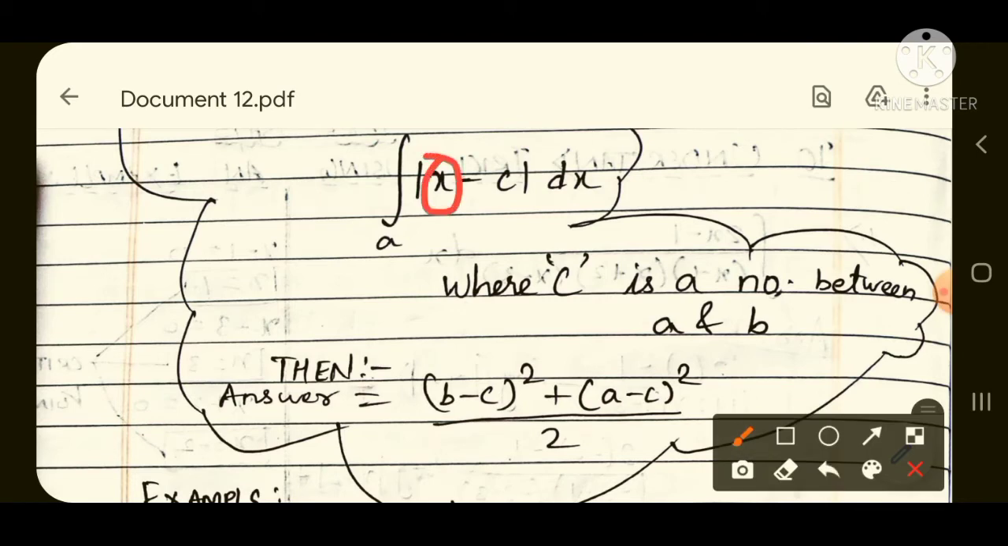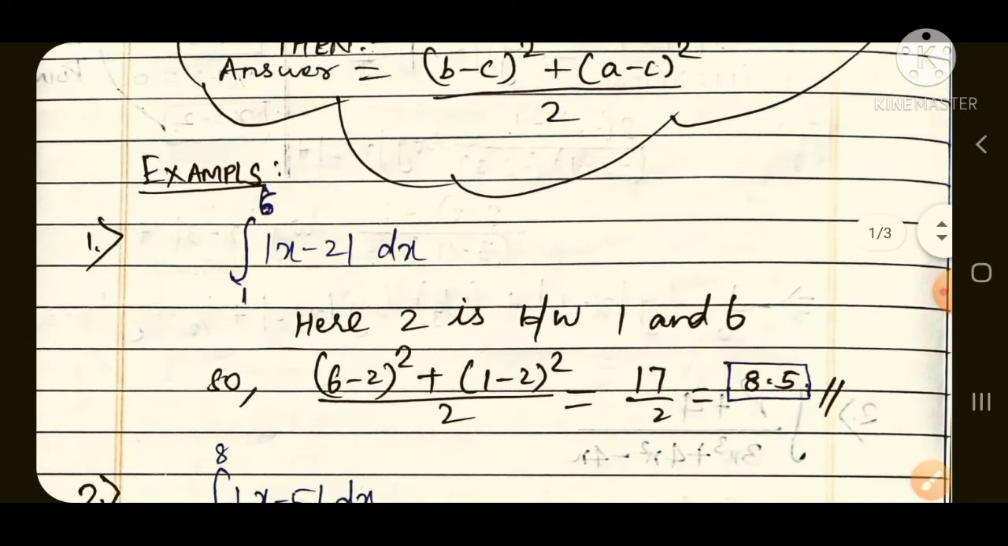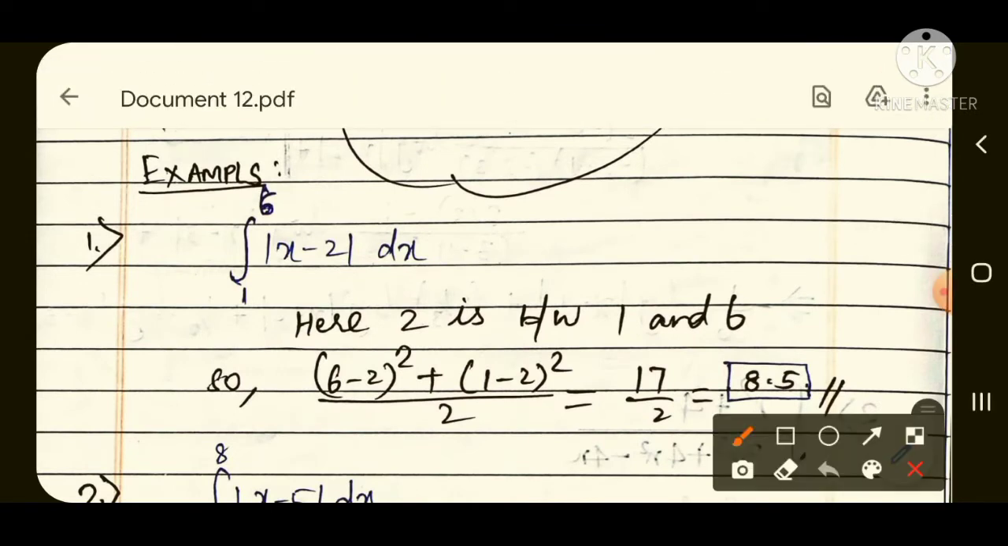Here you put first b, and the same thing you do: minus c and you do whole square, plus put this a in place of x, a minus c to the whole square, all divided by 2. For better understanding I would give you a few examples so that you can understand. Our first example has come to the screen.